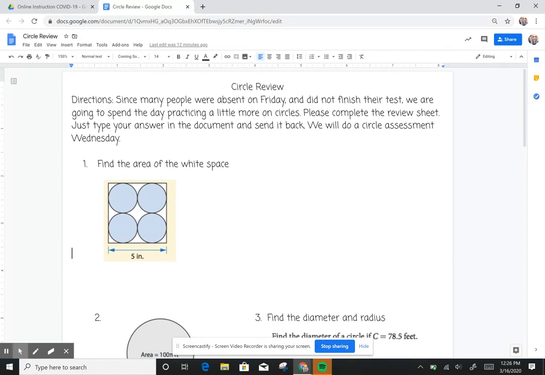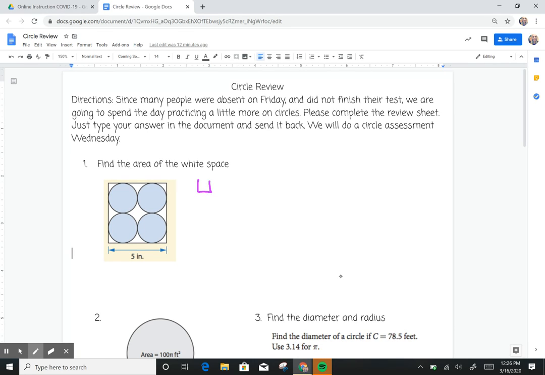So I want you to find the area of the white space. The best way to do this is to find the area of the circles, find the area of the whole actual rectangle, and then subtract the two. That would leave me with all the white space. The rectangle part's pretty easy, so I'm going to do that one first.